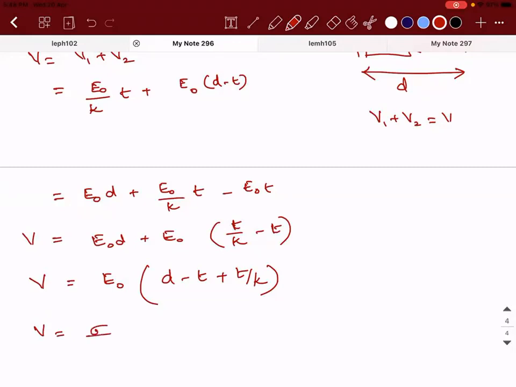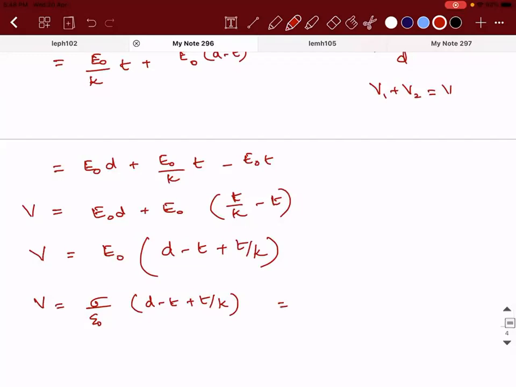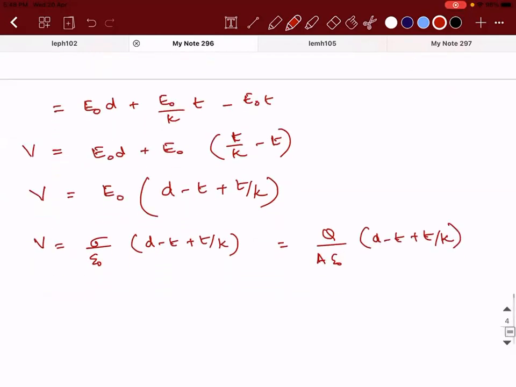V naught is sigma by epsilon naught. E naught is sigma by epsilon naught into D minus T plus T by kappa. Sigma, what can I write it as? Q divided by A into epsilon naught into D minus T plus T divided by kappa. Now rearranging the equation, Q by V will be equal to epsilon naught A divided by D minus T plus T divided by kappa, and this is going to be the new capacitance. I'll call it C double dash.